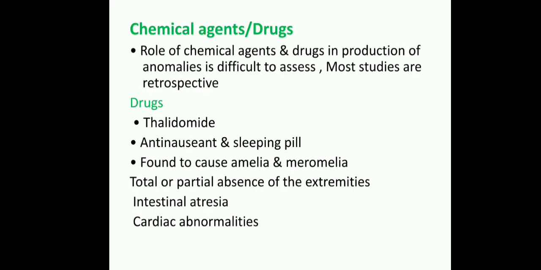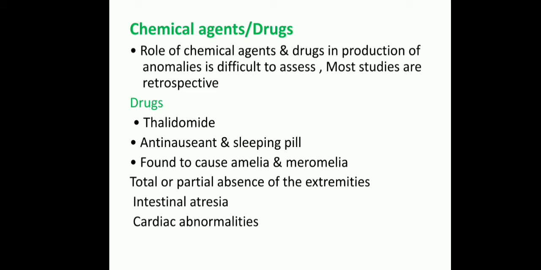Okay, this is about radiation. And next one is chemical agents and then drugs. We will discuss one by one. The role of chemical agents and drugs in the production of anomalies is difficult to assess. Most studies are retrospective, so they can't fully explain whether these chemical agents and drugs are associated with congenital malformations, but some effects are there for the defects. What are the drugs associated with these congenital malformations?